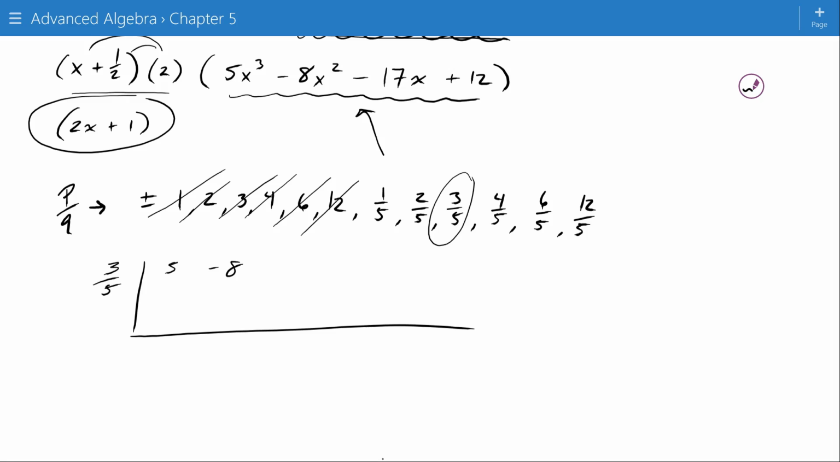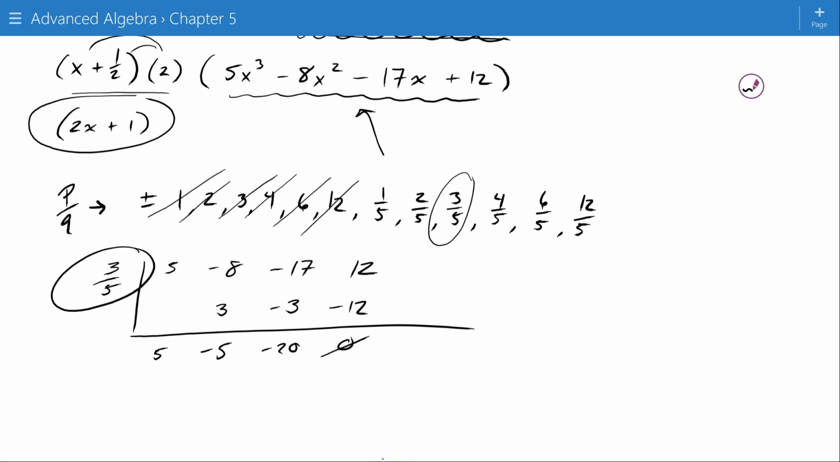All right, 5, negative 8, negative 17, and positive 12. Drop the 5 down, multiply that back in, we have a 3. Combine those for negative 5. If we multiply that, it's going to leave us with negative 3. Combined, we have negative 20, and if we multiply those, we have negative 12, which is perfect. That worked awesome. We have no remainder, which means that was an actual solution.